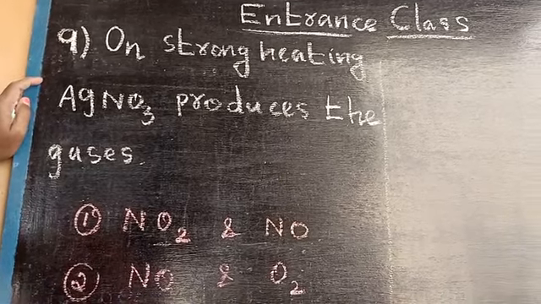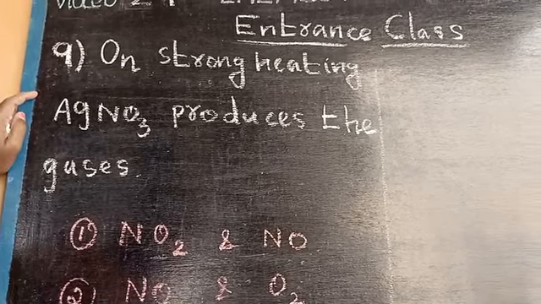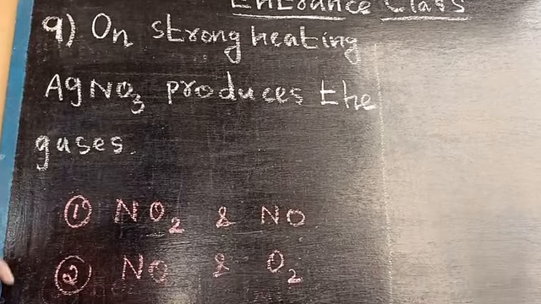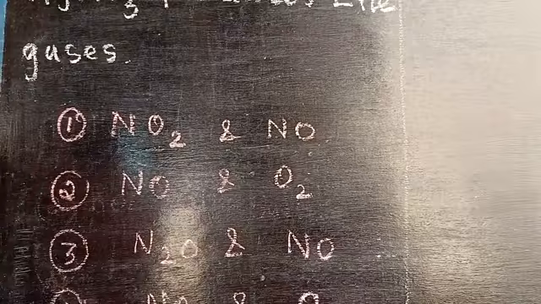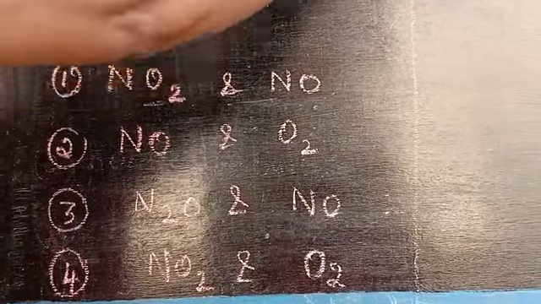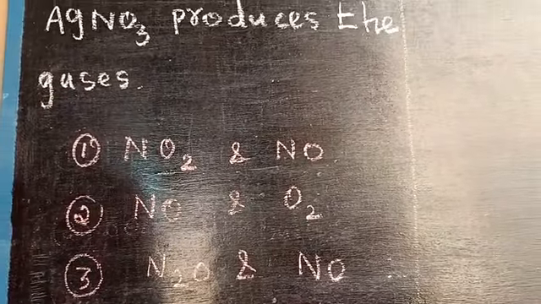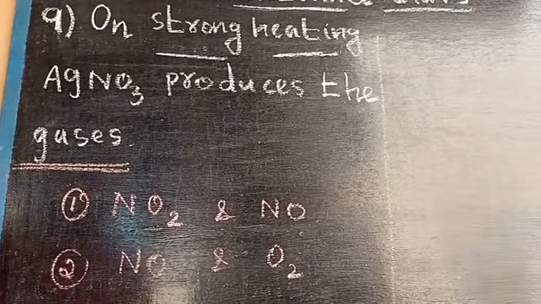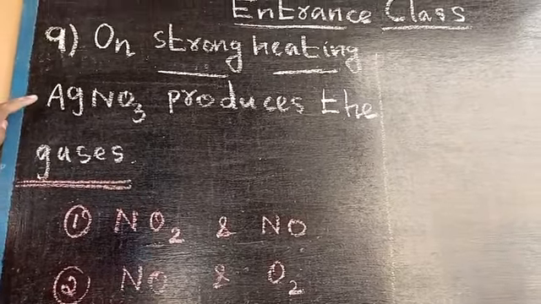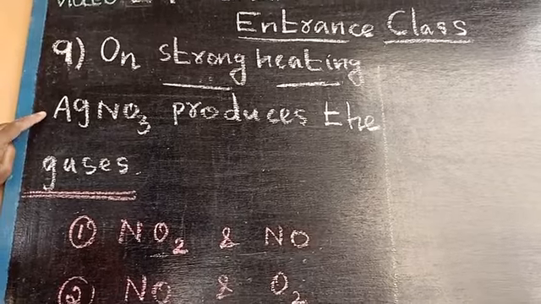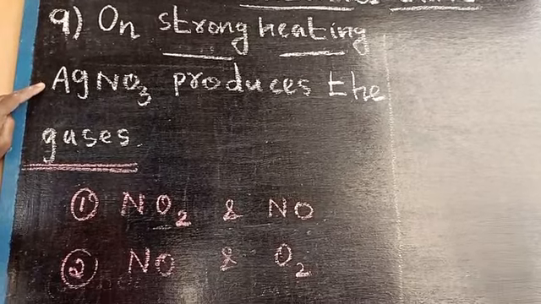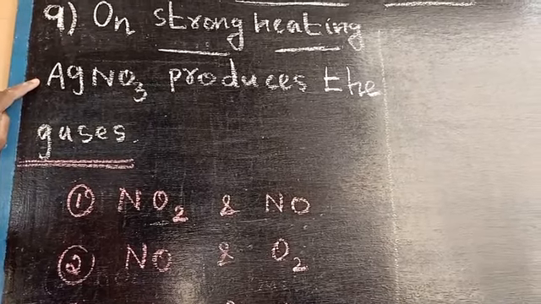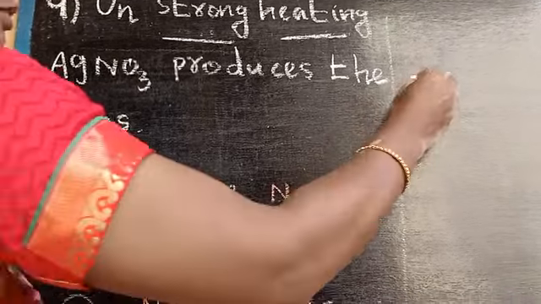On strong heating, AgNO3 produces gases. So here the options are given. So strong heating produces the gas. What are the gases? So now AgNO3, here is another one-word question: lunar caustic. Lunar caustic, the chemical formula is AgNO3. Okay, children, so now write the equation.